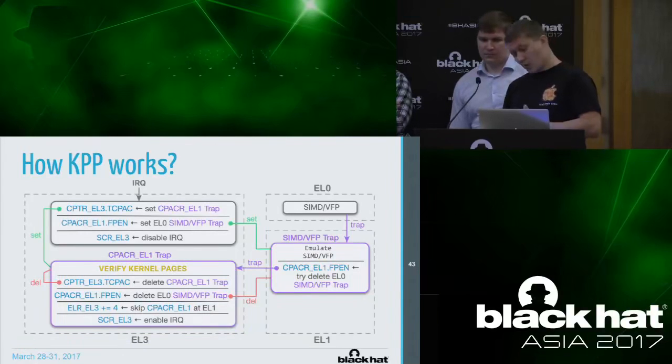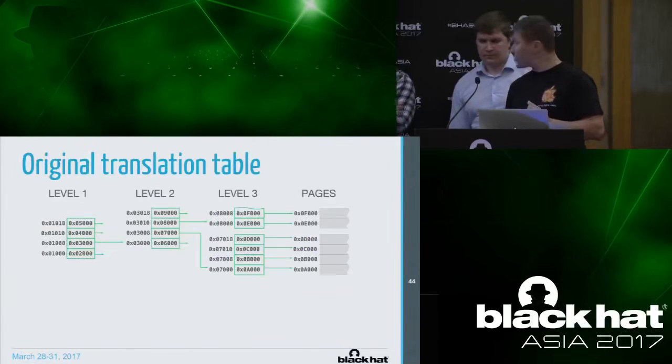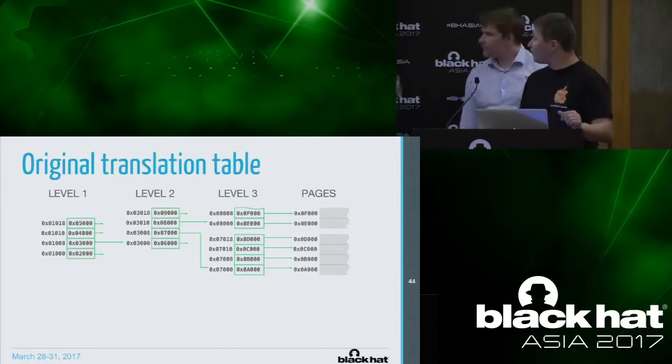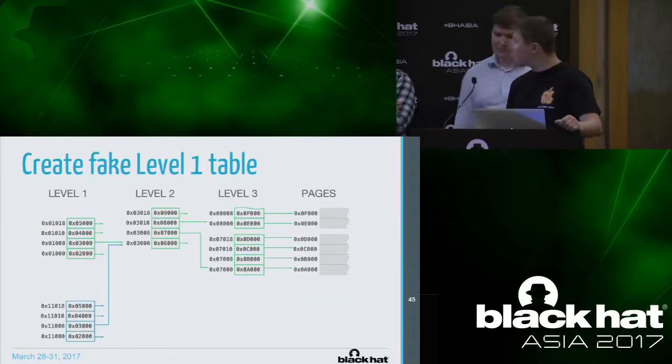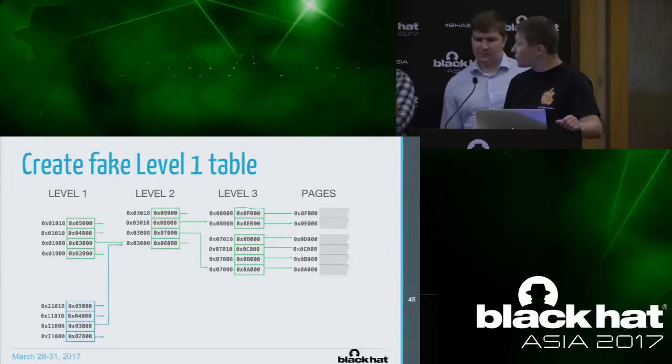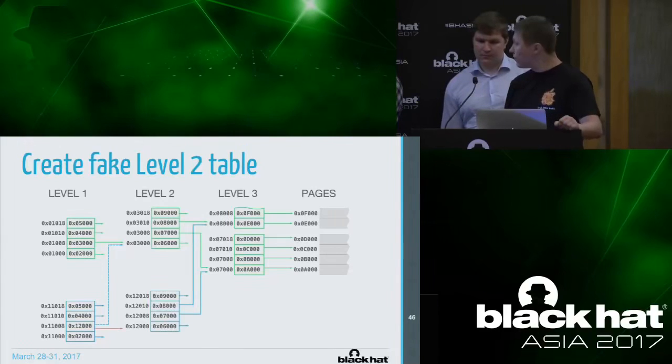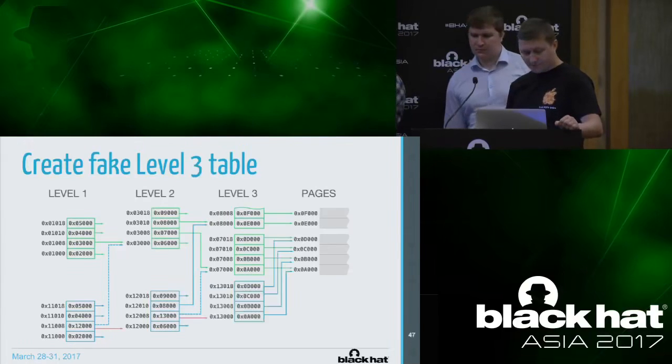So let's say we're going to use pages which are not so original. Take a look at the translation table. We have several levels and the pages. Now let's copy the level 1 table. After the copy, we have descriptors pointing to the original level 2 table. Now let's create another copy of the level 2 table and change the descriptor in the level 1 table to point to this newly allocated one. So that's what we have. Now repeat the same trick for the level 3 table, like that.